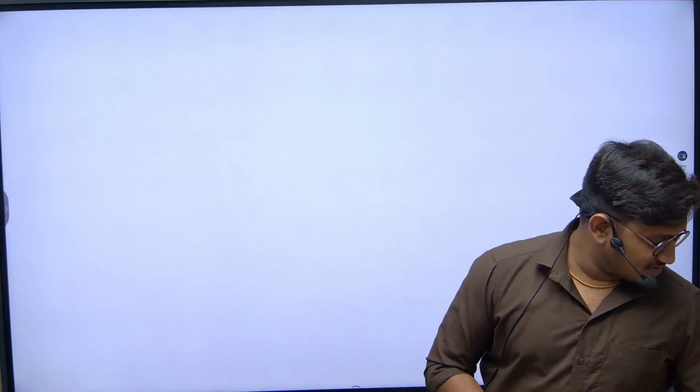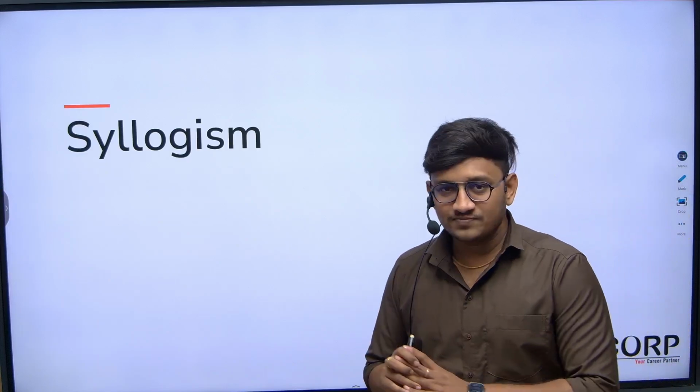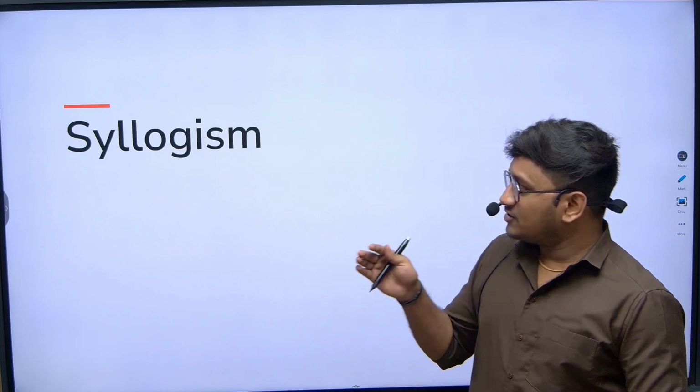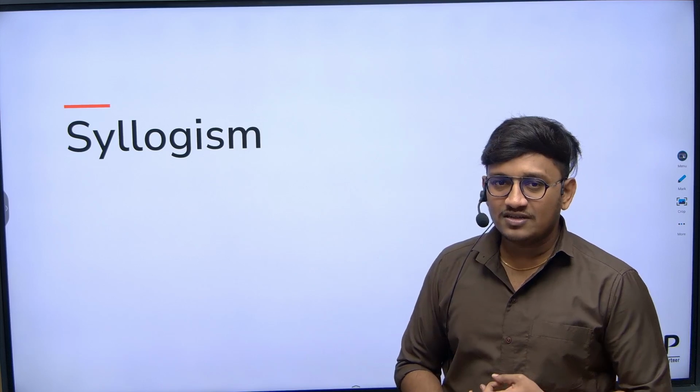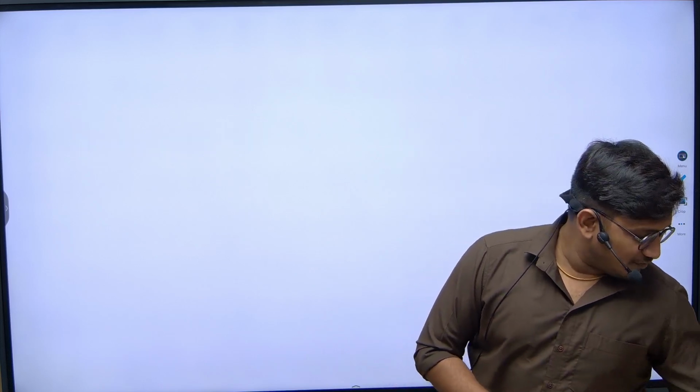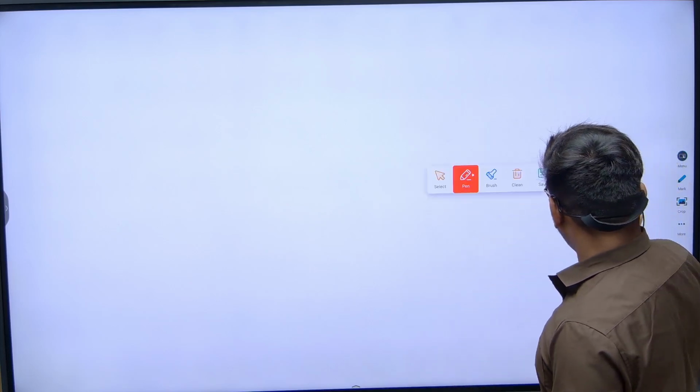Today we are going to discuss the topic of syllogisms. As I said, today we are going to discuss two important topics. One is syllogisms, and the next one is directions. When it comes to syllogisms, we will have four frequently asked statements based on the questions from the previous TCS NQT. There are four important things.